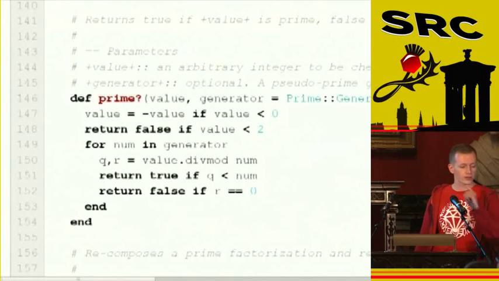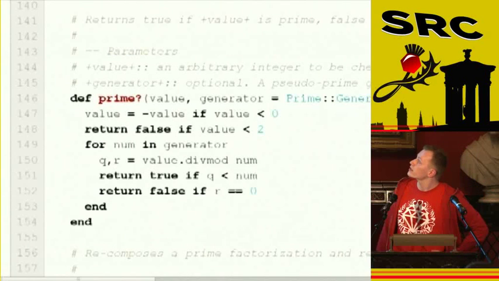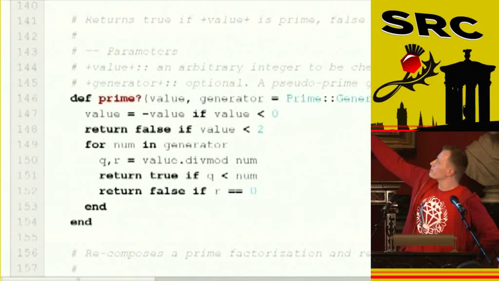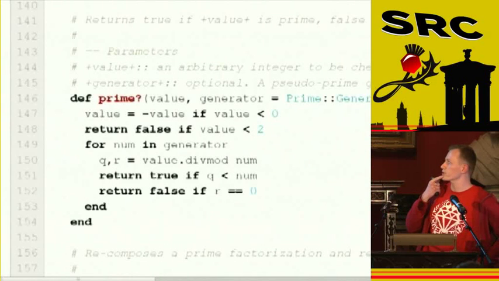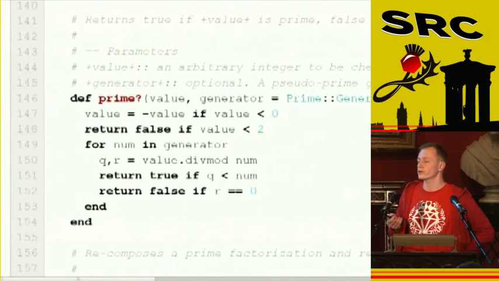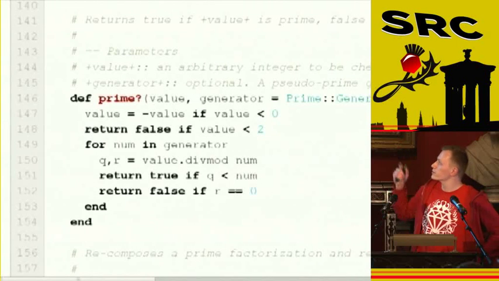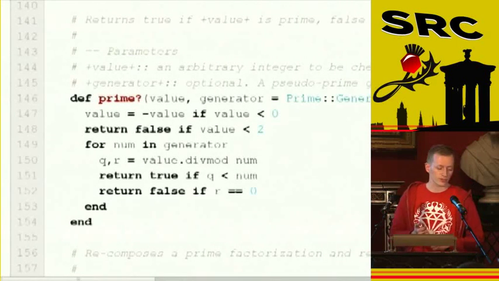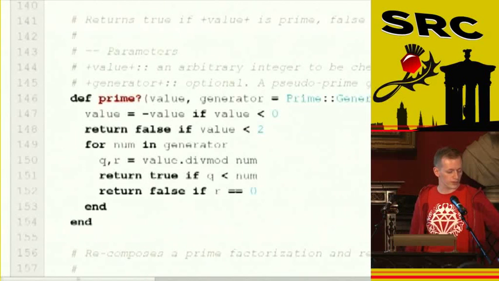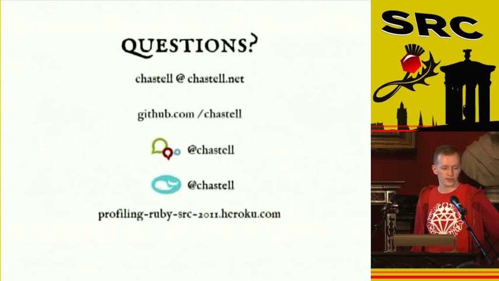If you want, this is actually how the prime predicate is implemented. It uses a prime generator, and that's why I was surprised that the prime predicate is implemented in Ruby in the standard library, rather than in C. Probably, if it was implemented in C, it would be so much faster, but this is how it's implemented, and it's something you can dive into if you're into this kind of stuff.